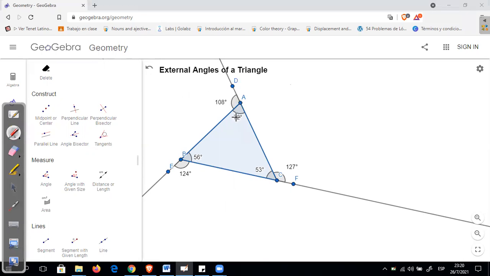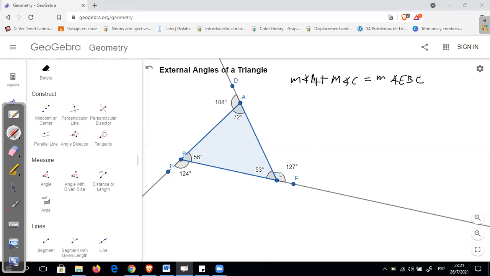We're going to add 72 plus 53, and we're going to see what is happening here. Okay, the rule says that if I add the measure of the angle A plus the measure of the angle C, I have to get the angle EBC because it's the opposite external angle. We're going to prove this.